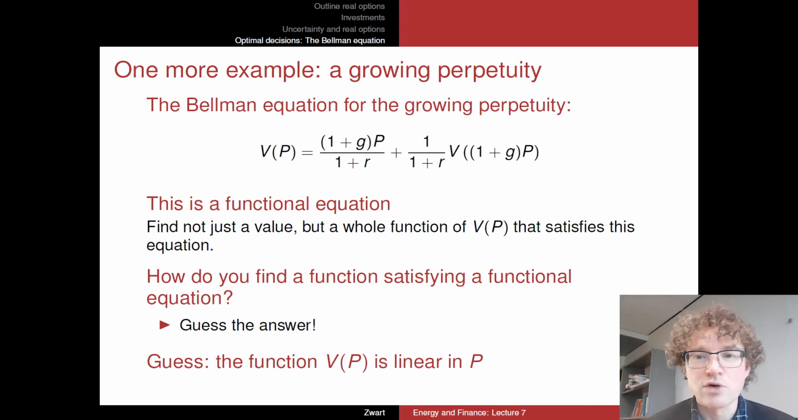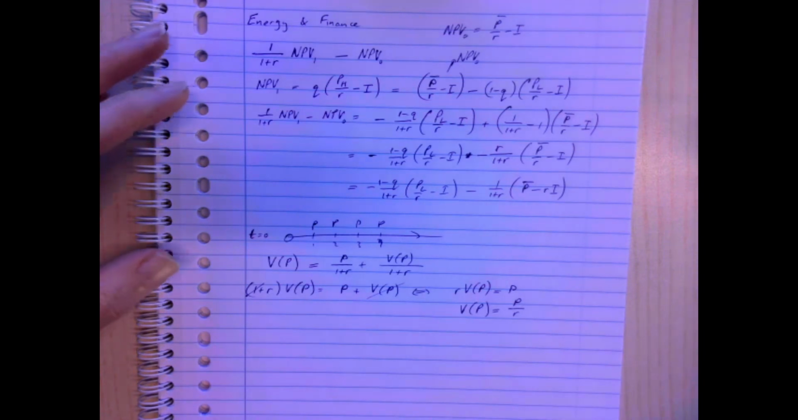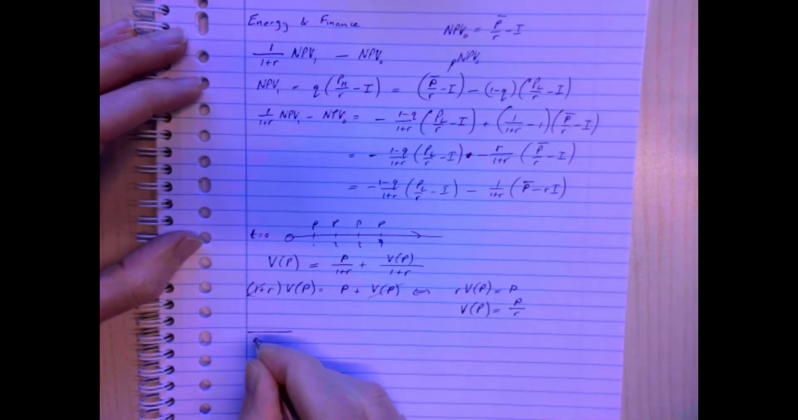So we are indeed going to make a guess, not of the exact form, but almost of the exact form, and our guess is going to be, well, this probably is going to be a linear function. So let's have a look at that again on the paper. So we have this Bellman equation for the growing perpetuity.